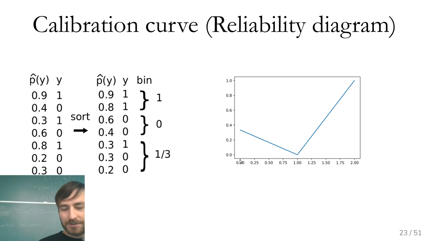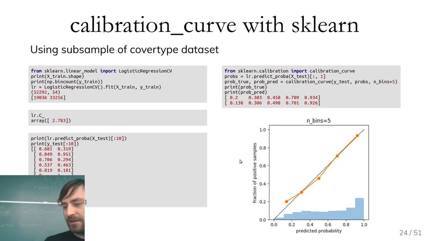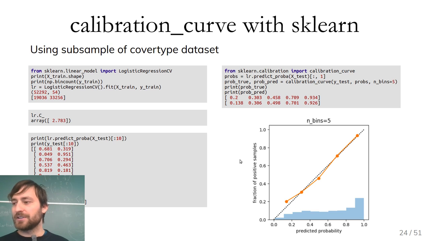All right. So how do I do this with scikit-learn? How does that look in reality? So what I'm using here is the cover type data set, which is like a traditional machine learning data set that's kind of big, so I have enough points to get nice resolution. I use a logistic regression model here.